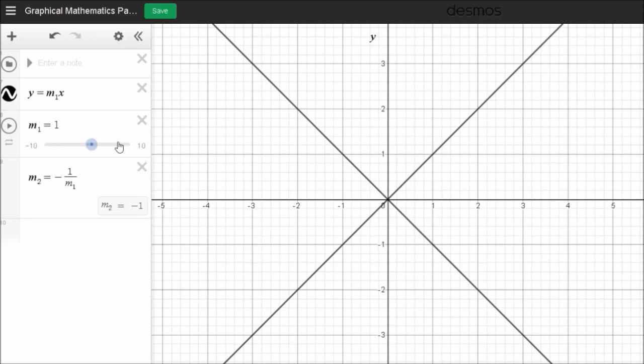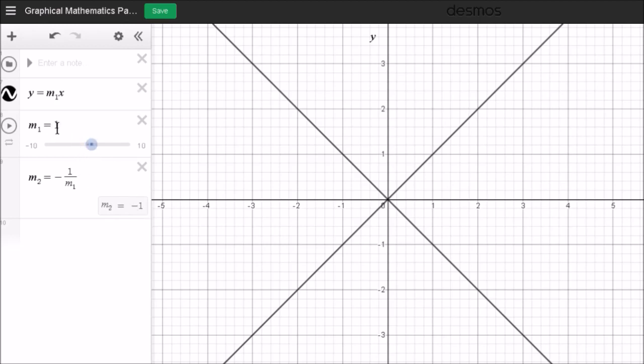So the first line here is M1, and it's got a gradient here of a value of 1. Now the other line here, which is sitting perpendicular to it, has a value of gradient -1. So when I multiply these two gradients together, 1 times -1, we get -1.